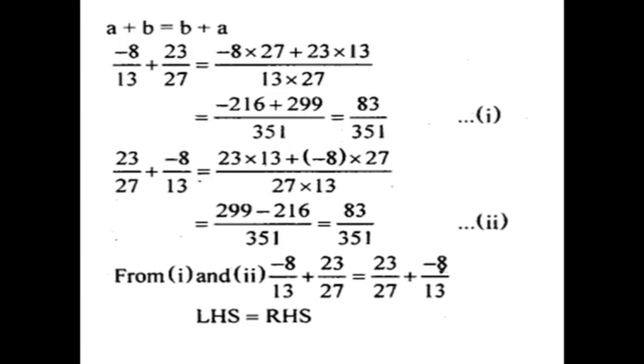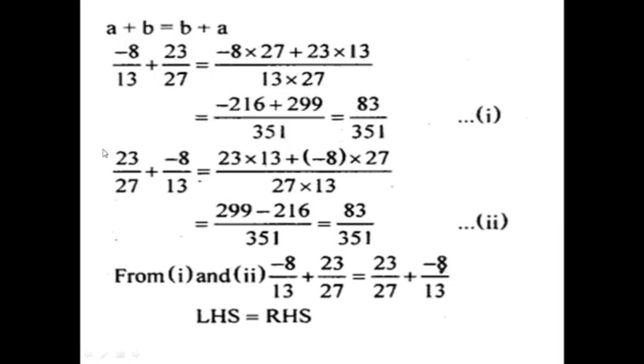So first of all, we'll find its LCM. For doing so, we are multiplying both. So the LCM is 351. So on adding minus 8 by 13 plus 23 by 27, the LCM is taken 351 and we have got the result 83 upon 351.